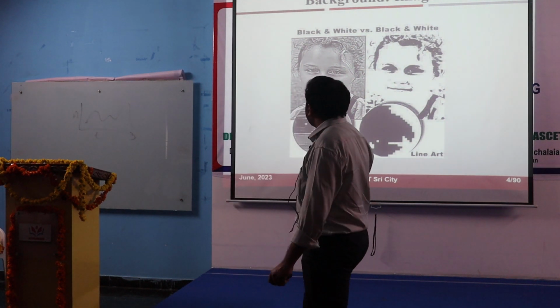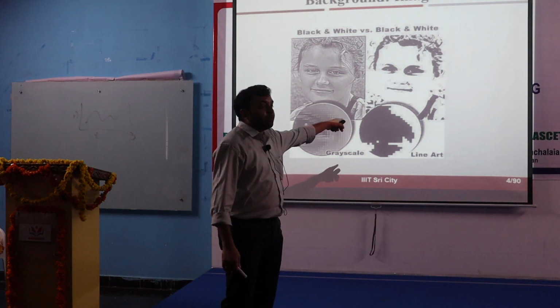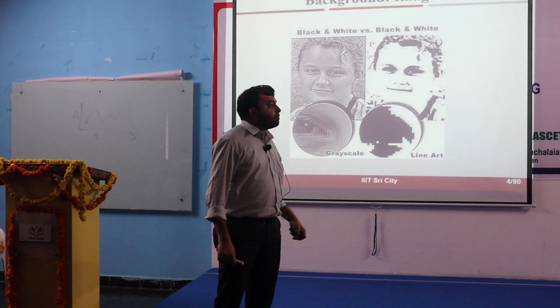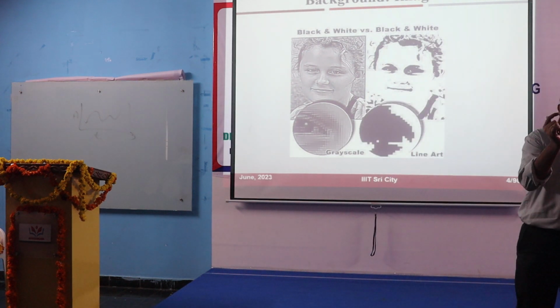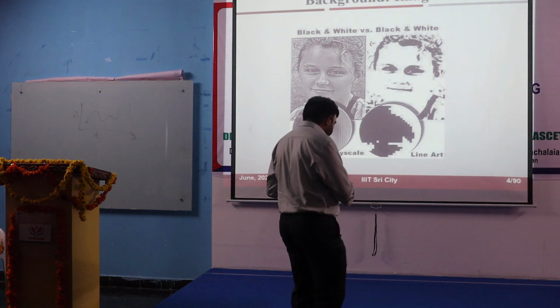So that means, how many levels can I have? See here, it's a binary image, I can have only two levels, 0 or 1. Now if I say that I am using only one bit to represent this pixel, we have seen the pixels.